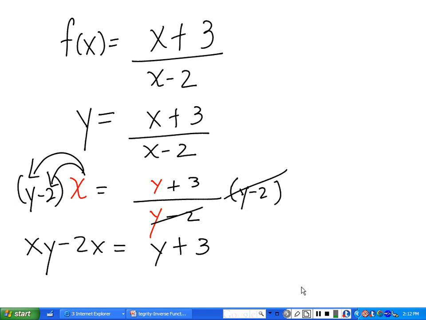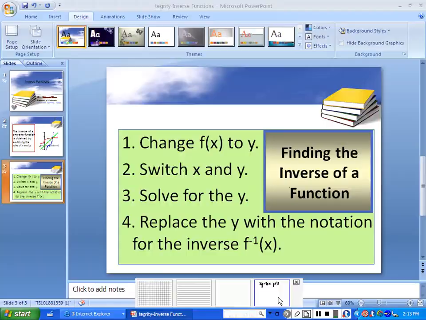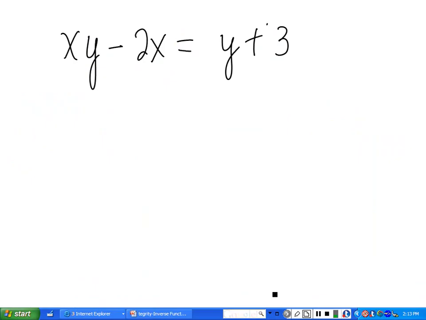Now what you need to do is locate your y's, because really we need to get the y's together. We have a y here and we have a term that has a y in it. So we actually need to get these two terms together on one side. We have xy minus 2x equals y plus 3. If we're trying to get the y terms together, we can subtract y from both sides. If we subtract y from this side, it'll pop up on this side. And if we add the 2x, it'll go on this side.